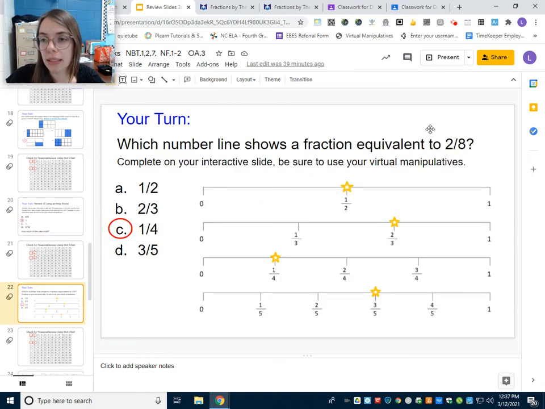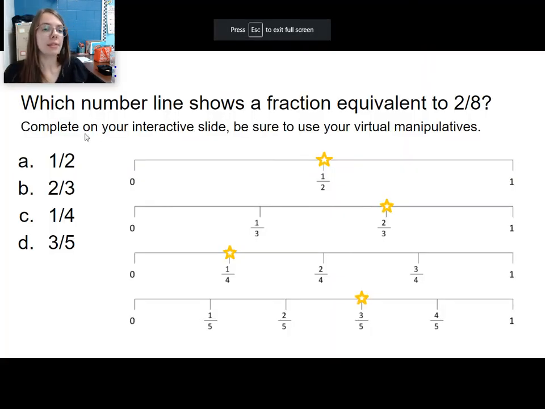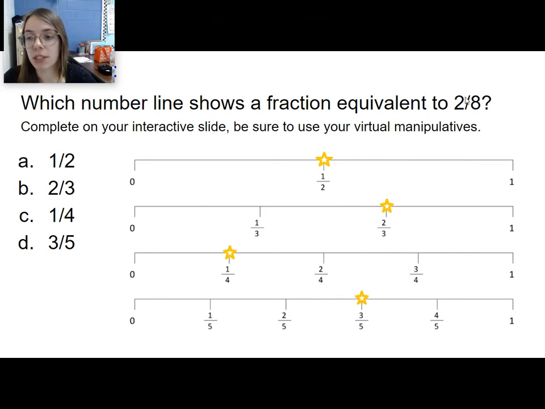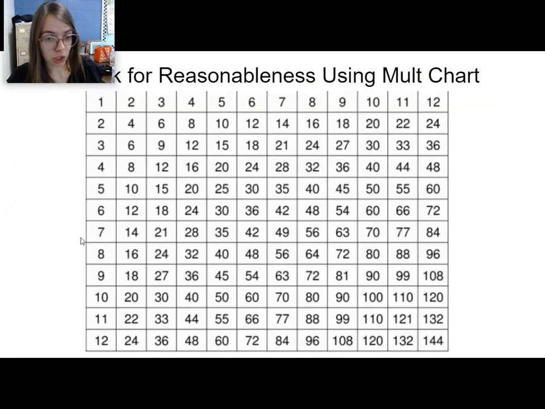All right. So which number line shows a fraction equivalent to 2/8? So we're looking for what's equivalent to 2/8. I could go back into my fraction model site, build 2/8, build each of these and see which one is the same. Or remember, you can also use your multiplication chart. So let's check it out.